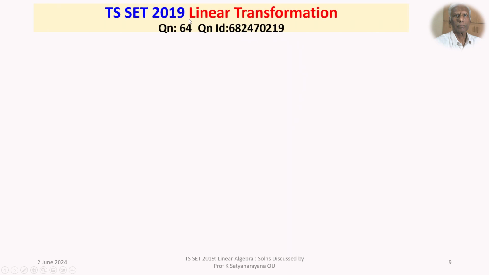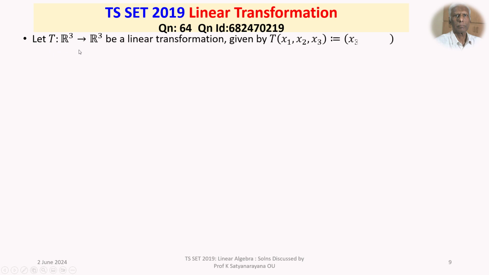This is a question based on the concepts of linear transformation. Question number is 64. Its ID is this one. The given question is, let T be a linear transformation from R cube to R cube given by T of (x1, x2, x3) is equal to (x3, x2, x1). That means this 3-tuple x1, x2, x3 will get interchanged, that is, it will be written in reverse order, x3, x2, x1. That is the linear transformation T.